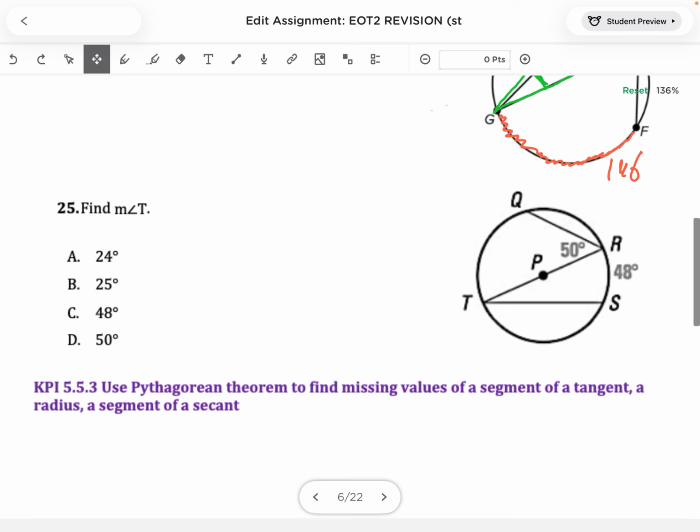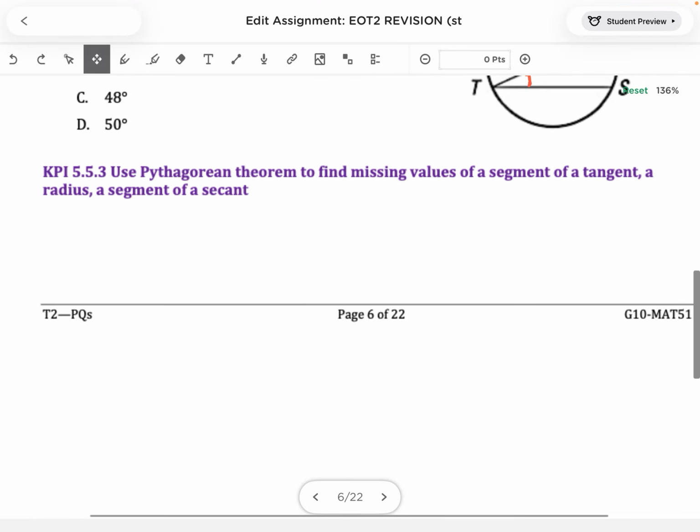They need the measure of angle T here. Angle T is half the arc, which is 24. Next one.